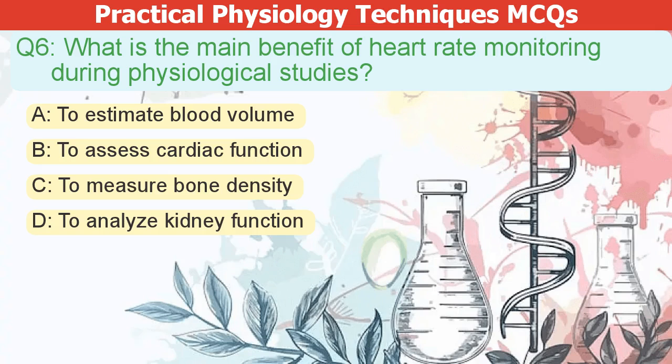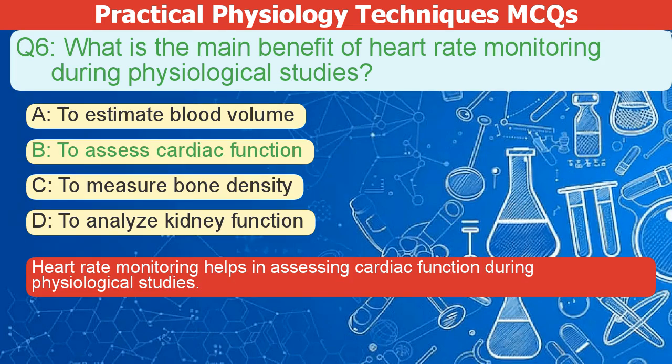What is the main benefit of heart rate monitoring during physiological studies? A. To estimate blood volume. B. To assess cardiac function. C. To measure bone density. D. To analyze kidney function. The correct answer is B. Heart rate monitoring helps in assessing cardiac function during physiological studies.